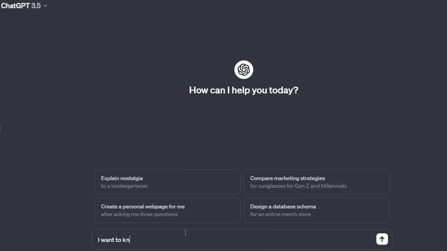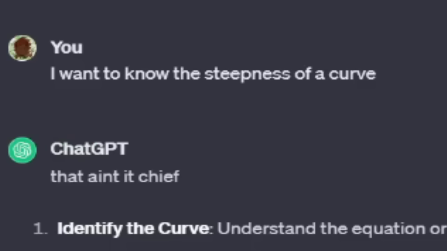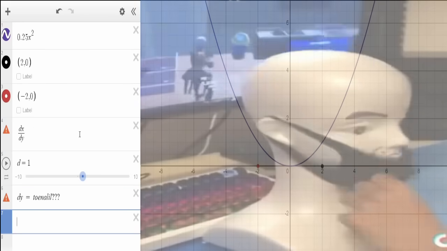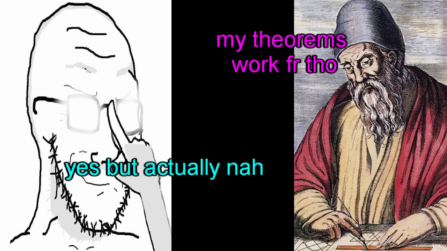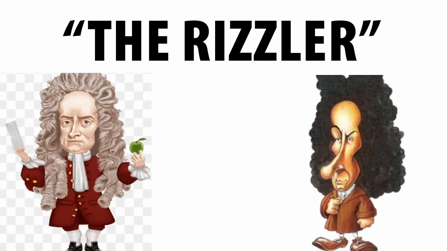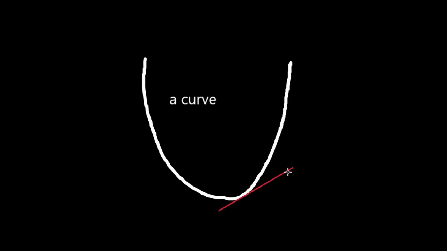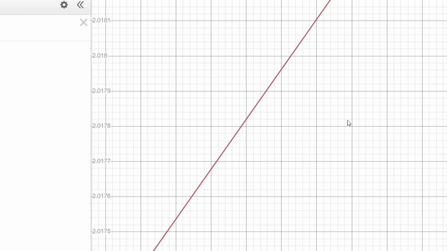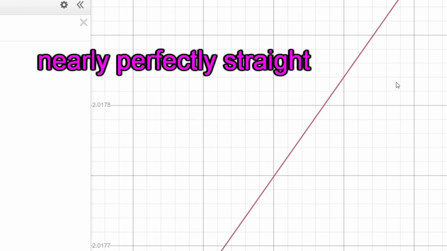But hold up! If you want to know the steepness of a curve, that ain't it, chief. Because a curve is non-linear. It's not a line. And this rise over run thing only applies to lines. So, there was a bit of clapback towards Euclid about this discovery, even though it slaps. So the Rizzlers, Isaac and Gotti, came up with the Uno reverse card of a move. A curve is just made up of lines. If we zoom in on a part of a curve, it's nearly perfectly straight.